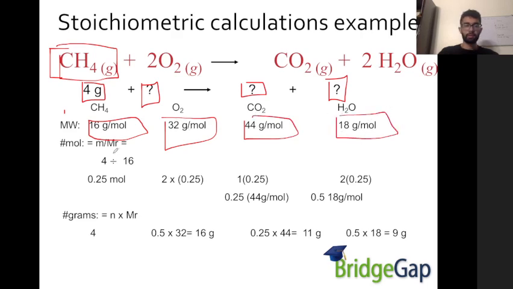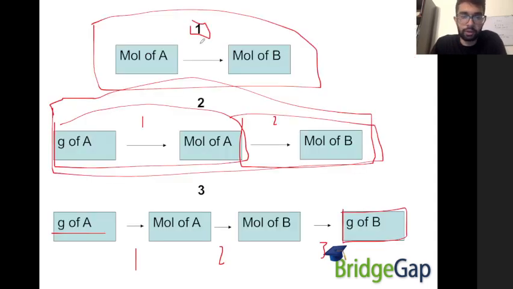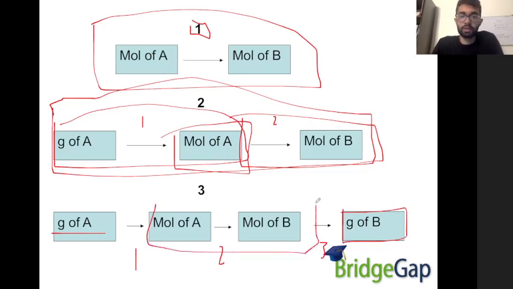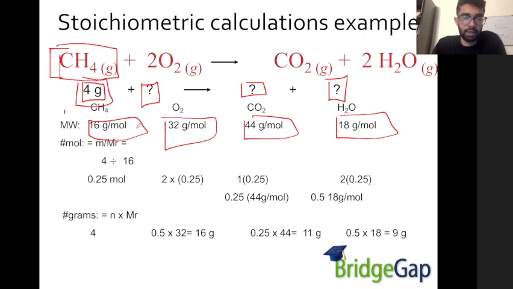And so what we do is we figure out, we've been given the grams of methane, so we convert that into moles. And moles is always going to be our bridge. If you look here, moles is always in the middle. Moles is what really is going to help you solve all these questions, because it's our bridge. It connects between grams.